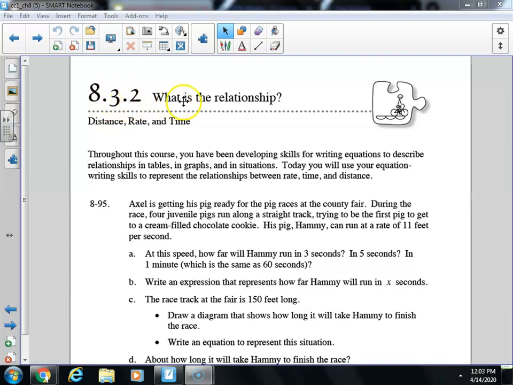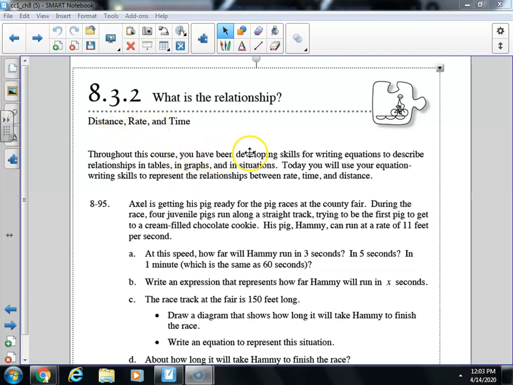What is the relationship? Specifically, what is the relationship among distance, rate, and time? Throughout this course, you have been developing skills for writing equations to describe relationships in tables, in graphs, and in situations. Today you will use your equation writing skills to represent the relationships between rate, time, and distance.